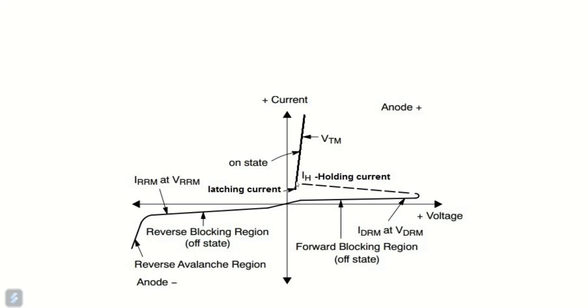Latching current is the current which is required to keep the SCR in the conduction. And holding current is the minimum current which is required to keep the SCR on; below it the SCR turns off. So in the fourth quadrant, this is the reverse blocking region. Here the negative voltage is applied to the anode and the positive voltage is applied to the cathode, and when we increase the voltage, the SCR remains in the blocked state or off state. Small leakage current flows. When the voltage reaches the breakdown voltage, then high current flows through it.